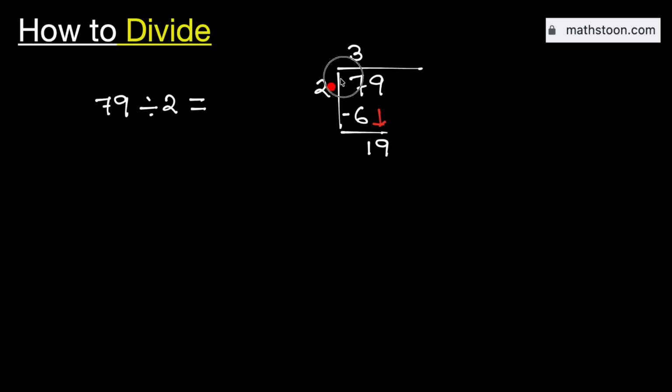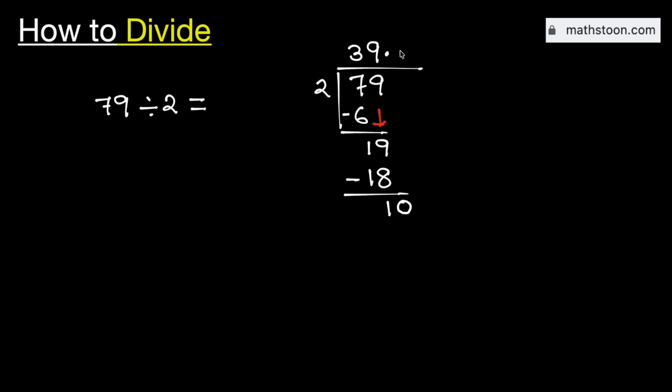And we know that 2 times 9 is equal to 18. Subtract, we get 1. Now this 1 is less than 2, but we have no number to bring down here. That is why we will borrow 10, and for that we need to put a decimal here.